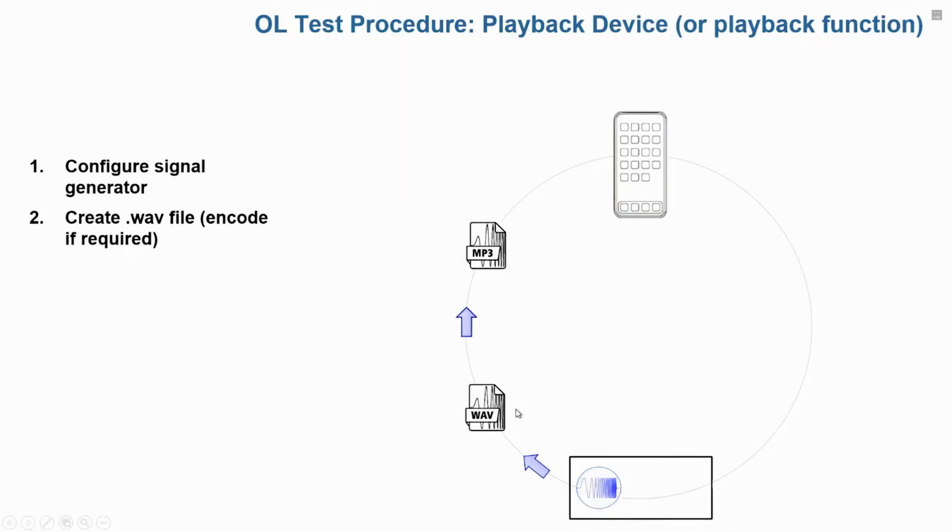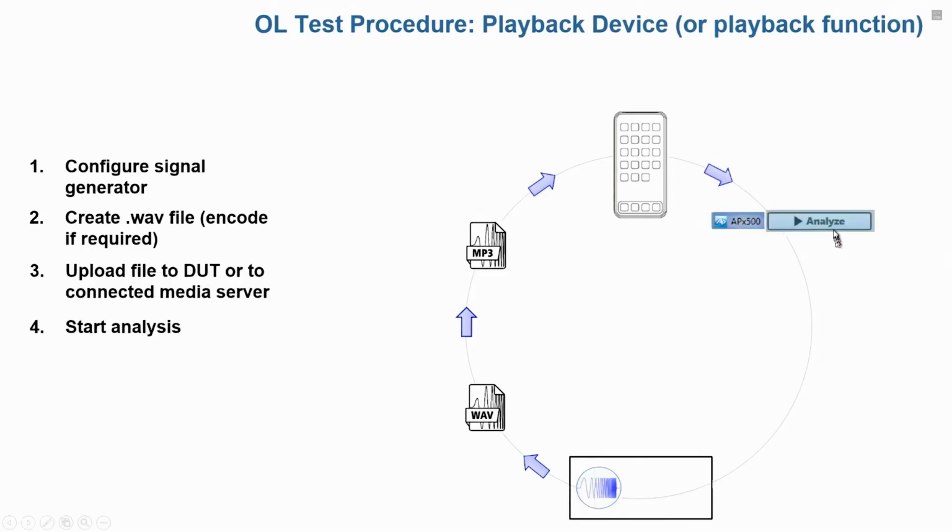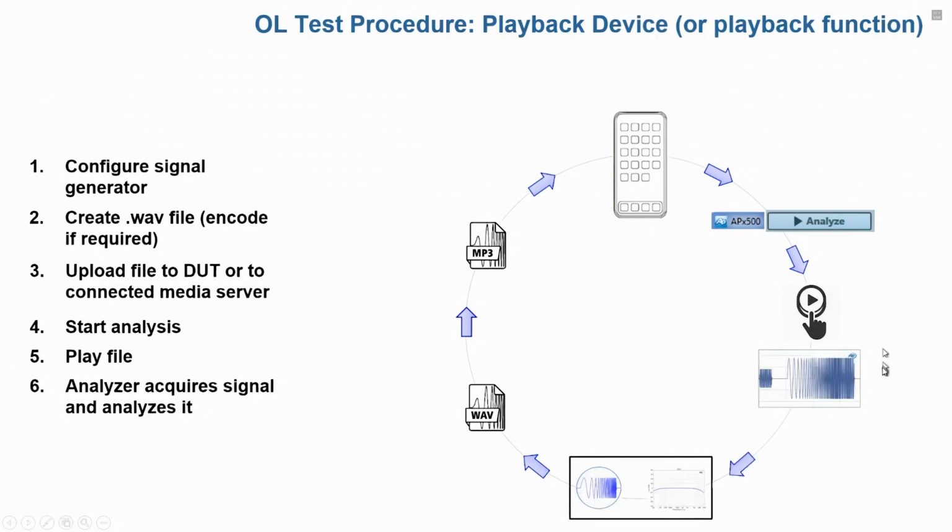We create a wave file of a pure signal. And to play it from the device, we may have to encode it, because some devices can't play wave files directly. They have to play, for example, an MP3, or it could be a video file. So we may have to encode the file. We upload the file to the device under test or to a connected media server. We start the analysis in the APX software. We play the file, and the analyzer acquires the signal and analyzes it.